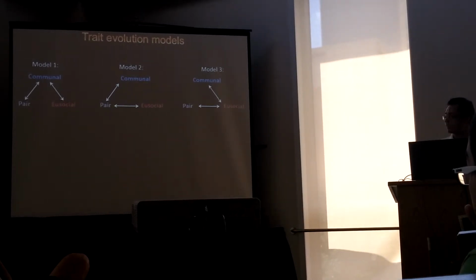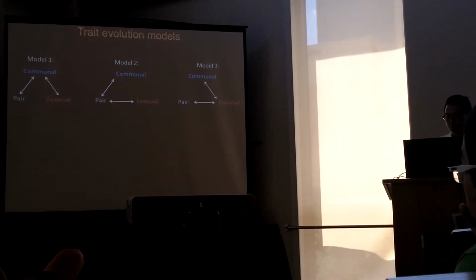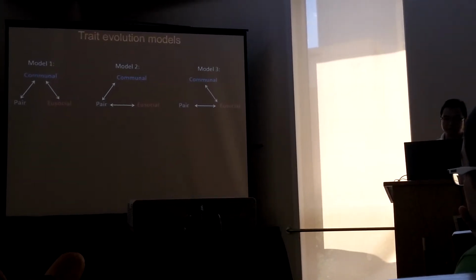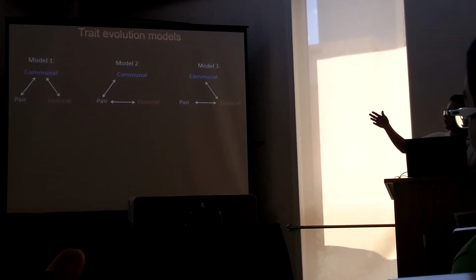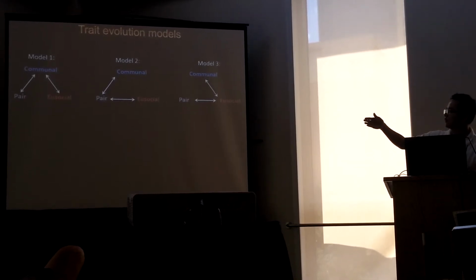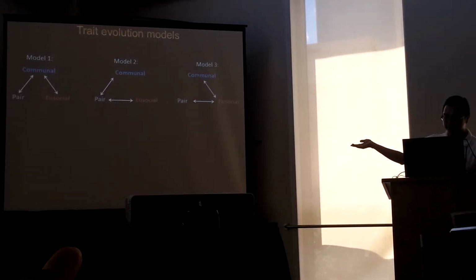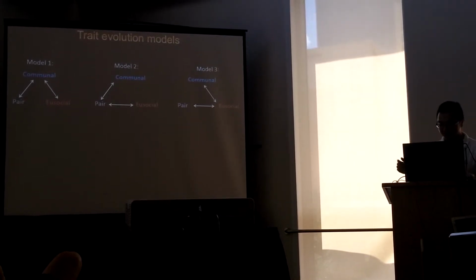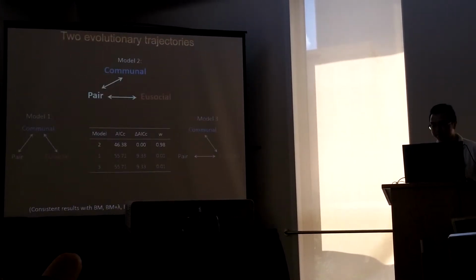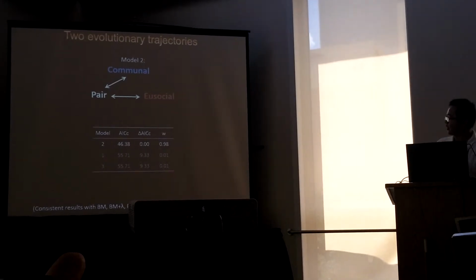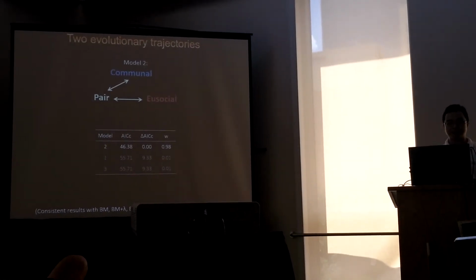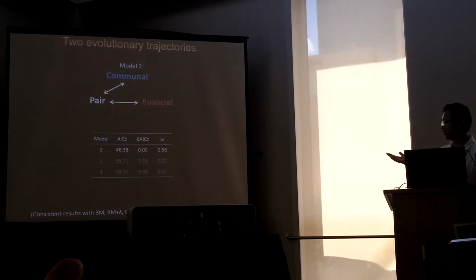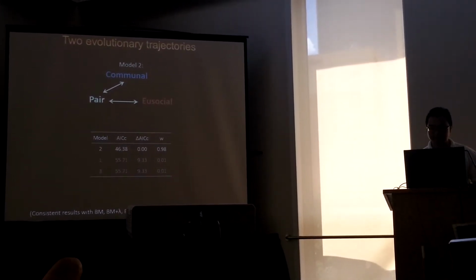So to more rigorously test and explore this evolutionary transition, I looked at 3 trait evolution models. Model 1 is what we call a continuum, which is pair-forming species evolving into communal and eventually eusocial species. Model 2 says that communal and eusocial species evolve separately. As you might have predicted by looking at the phylogenetic tree, model 2 is the best supported model, and it's consistently supported with different underlying evolutionary processes.